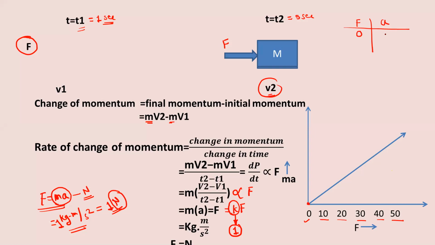Suppose force is 0, your acceleration will be 0. Suppose we increase the force to 10 and you get some value of acceleration. Suppose it is A1. Then increase the force to 20 Newton, you will get a second value, that is A2, 30, A3. Similarly, if you go on increasing the values of forces, then the corresponding acceleration will change.